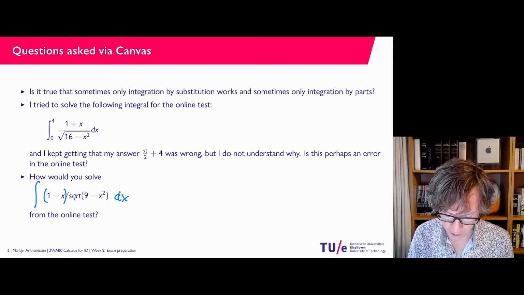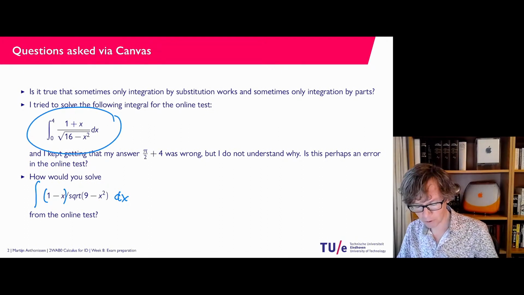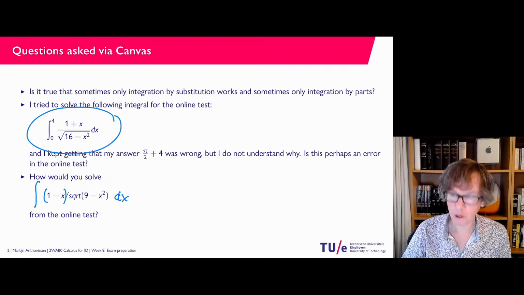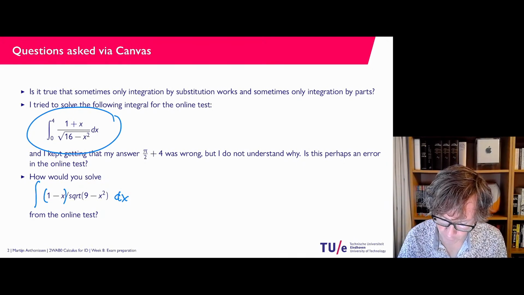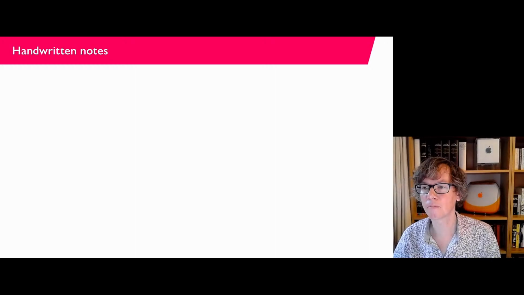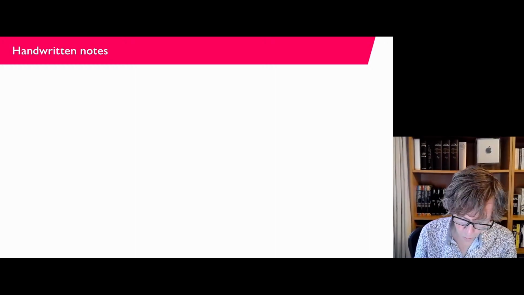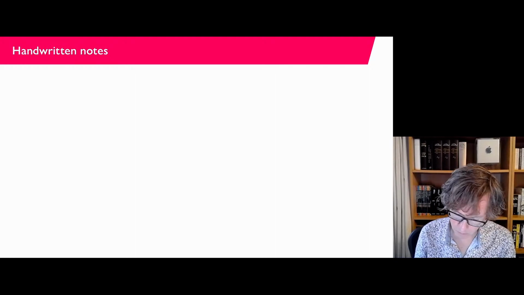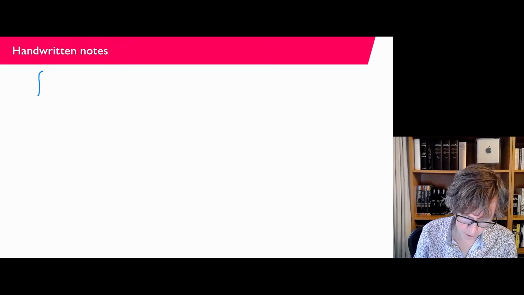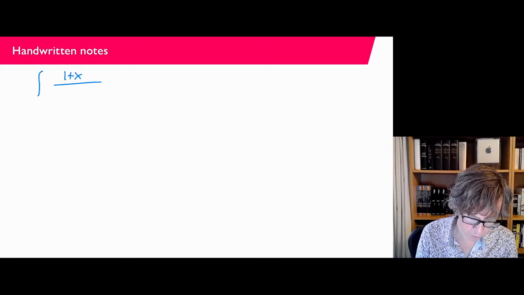So let us look at this integral here. So let's check that indeed the exact answer, the correct answer, is pi over 2 plus 4, as Jana remarked on Canvas. So let's do this one. So I'm going to solve that. And for that, I'm going to get some fresh paper. Okay, that works. Excellent. So the integral we need to solve here is the integral of (1 plus x) over the square root of 16 minus x squared dx from 0 up to 4.